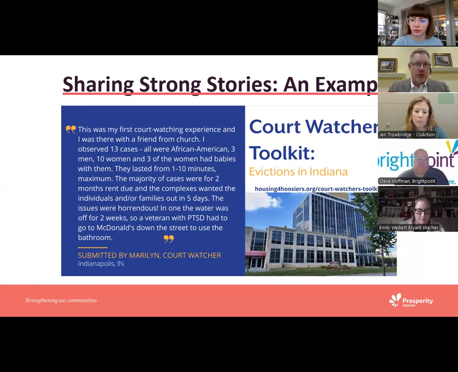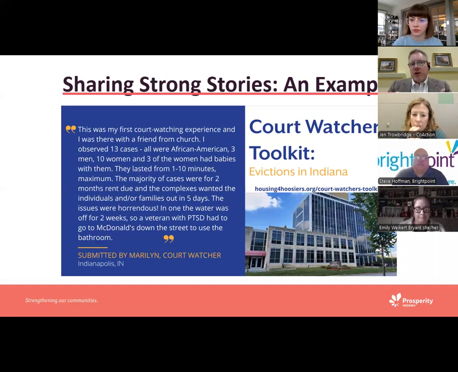So an initiative that Prosperity Indiana has worked on is to encourage individuals to participate in court watching. And what you see in front of you here is an example of a story from a court watcher who literally went to a court and watched a morning's worth of eviction cases, and from that time was able to see just how quickly those cases move through. And so you can read here the type of examples. And this could fit into how you share this type of story.